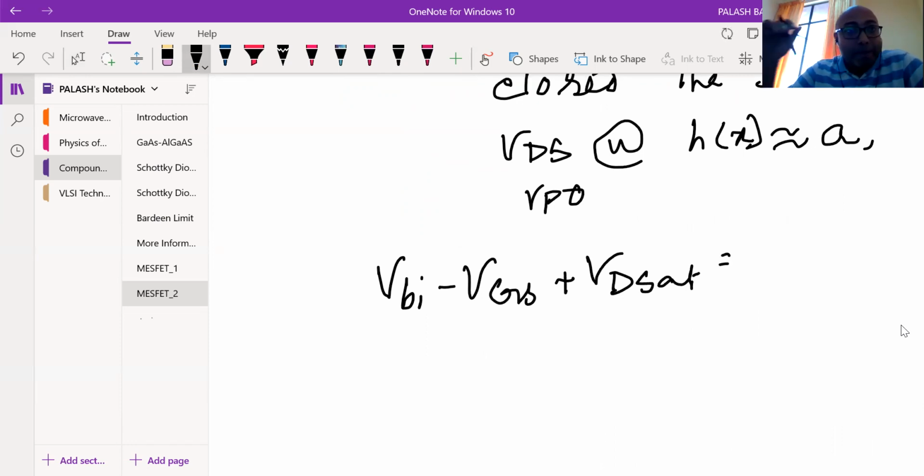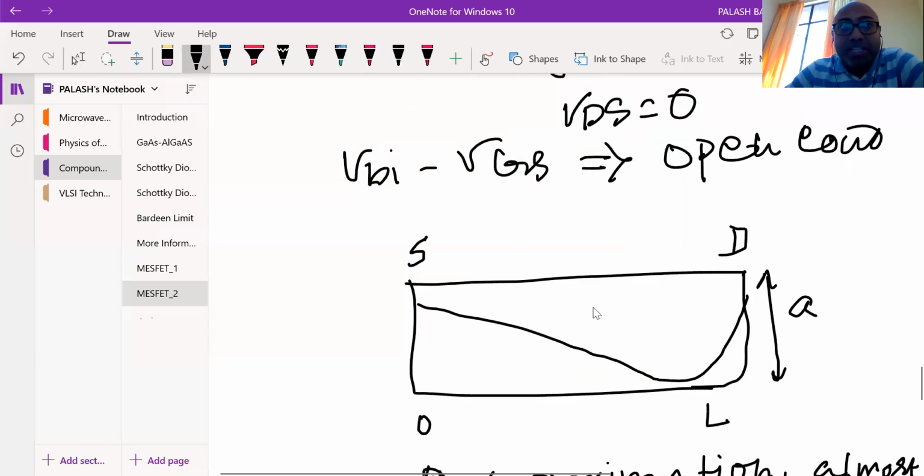The saturation voltage. Why is it called VD SAT? Because at a particular drain voltage, you are getting VD SAT, and at that VD SAT you almost close this junction. So that is why I am writing the drain voltage at the condition at which my channel is almost closed as VD SAT.